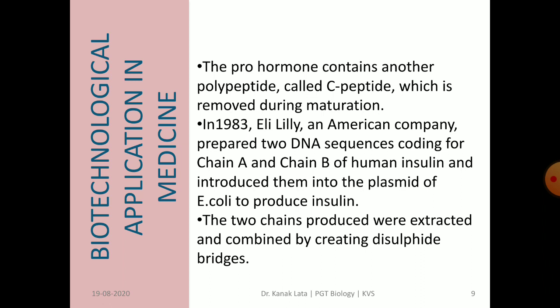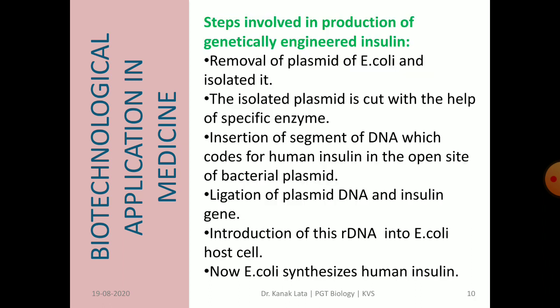In 1983, Eli Lilly, an American company, prepared two DNA sequences coding for chain A and chain B of human insulin and introduced them into the plasmid of E. coli to produce insulin. The two chains produced were extracted and combined while creating disulfide bridges. Let us see about the steps involved in the production of genetically engineered insulin.